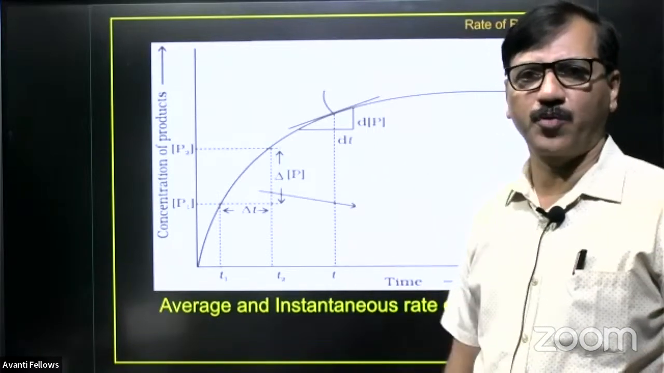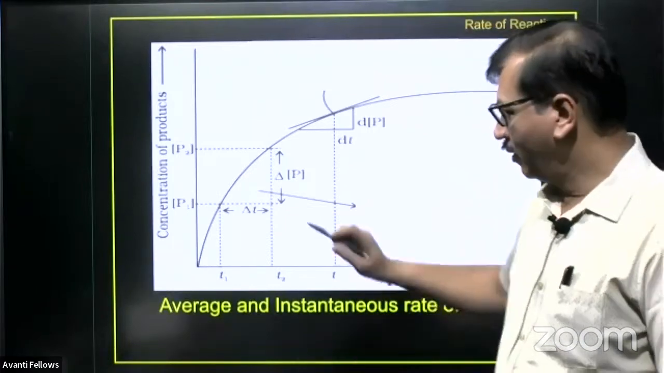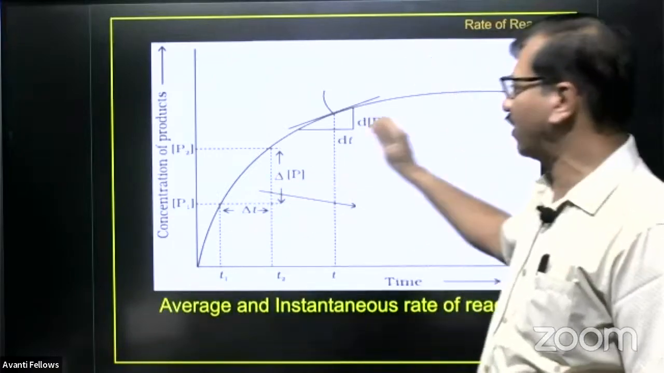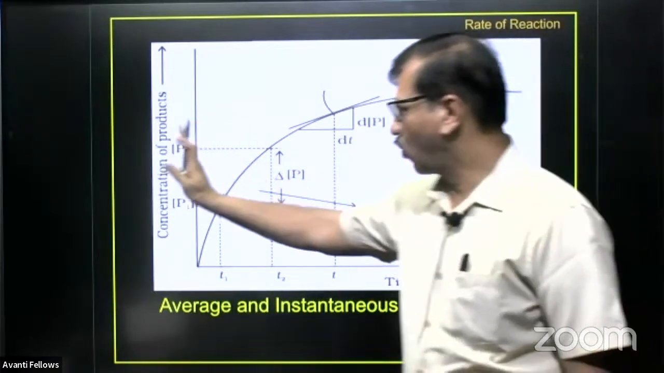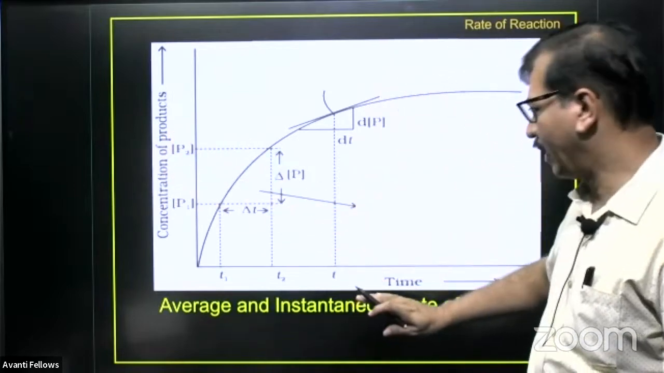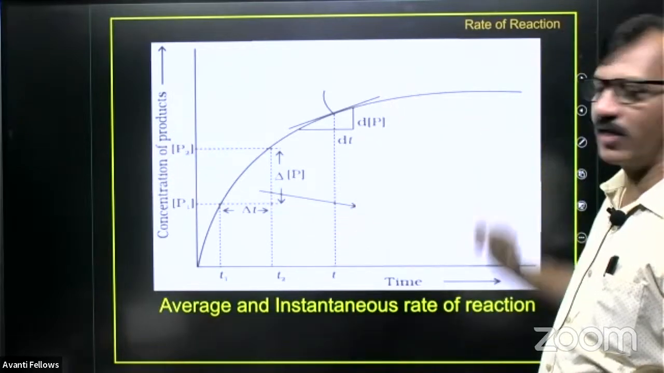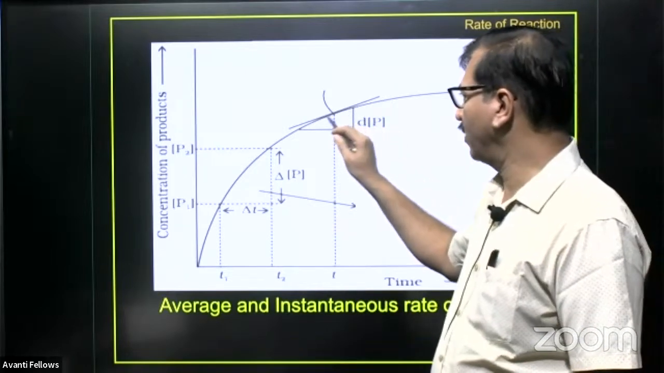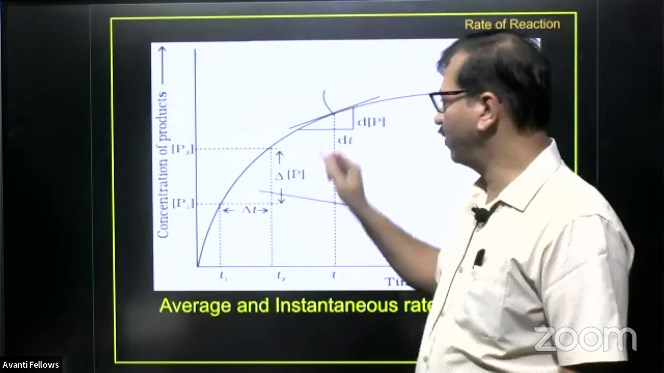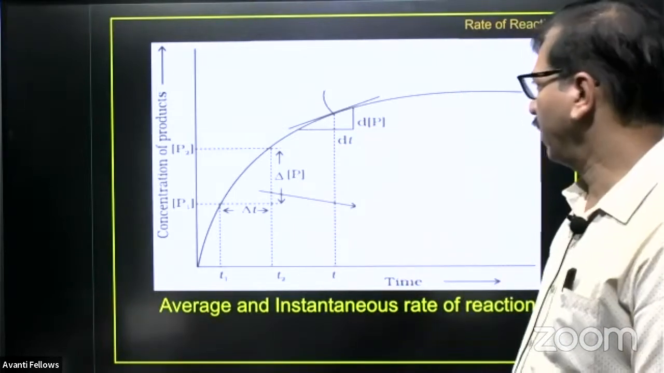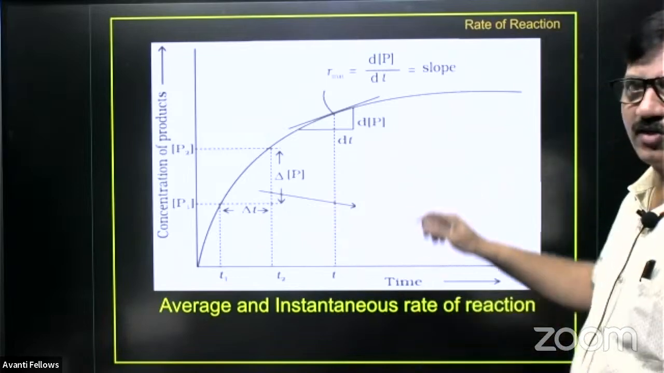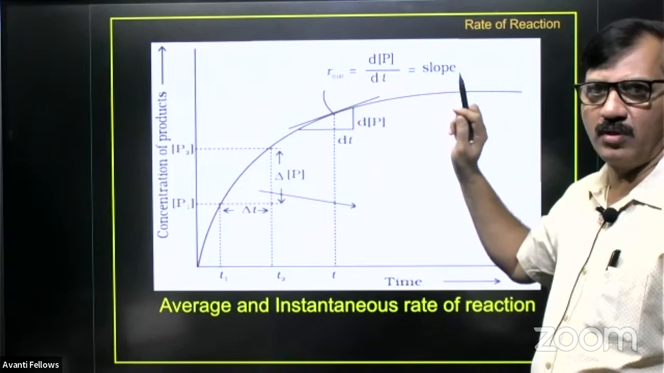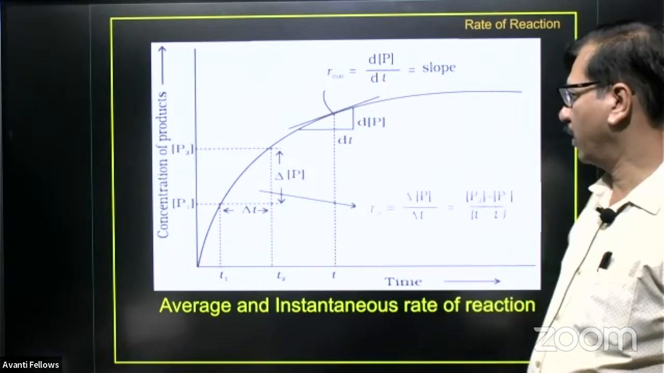Now, from the point of view of the product, the concentration of the product increases with time. This is the concentration of the product against time. In the same way, when you want to find the slope, take the tangent and take the slope of it, and you can find the instantaneous rate dP by dt, that is the slope. This is a positive slope here, right?